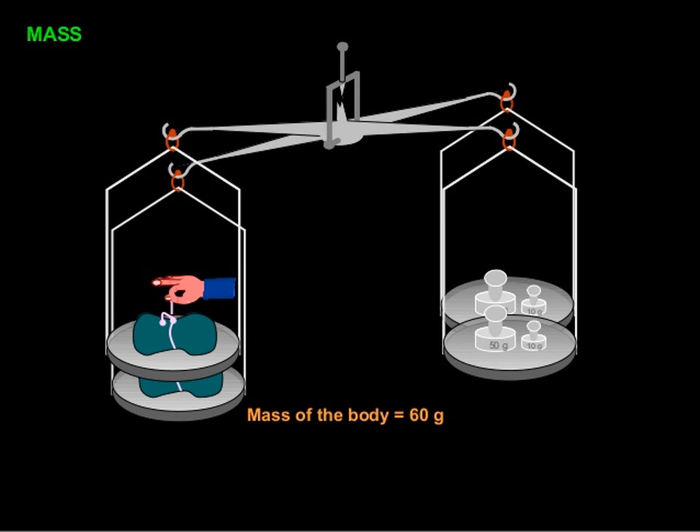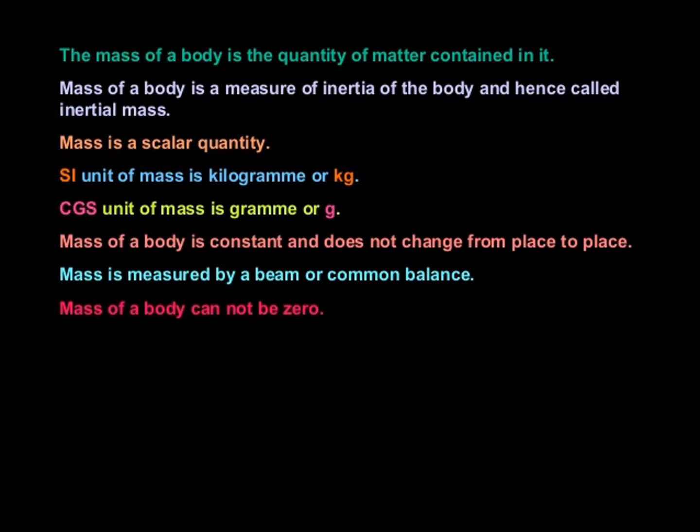Next thing is mass and weight. The topic is mass and weight. Both are quite different. Let us see what is mass and what is weight of the body. First of all, the mass of a body is the quantity of matter contained in it. How much amount of matter is there in any particular body? That is the mass of the body.